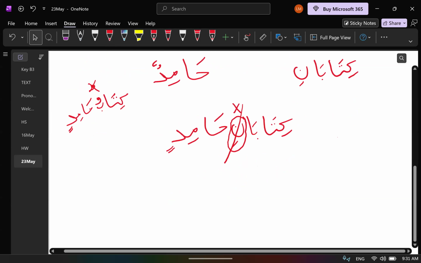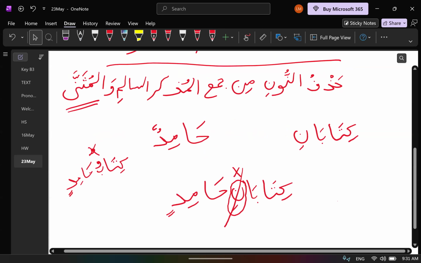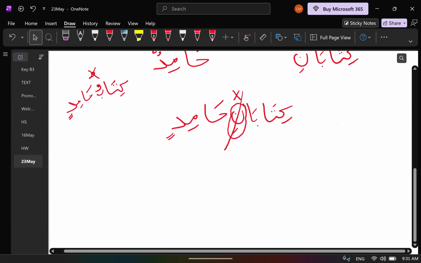Now this is when it is mudaf, right? Yes, when it is mudaf. So when you need to bring the musanna, the dual, as a mudaf, or jama muzakkar as a mudaf, you will drop the noon. So for example, and it will happen.